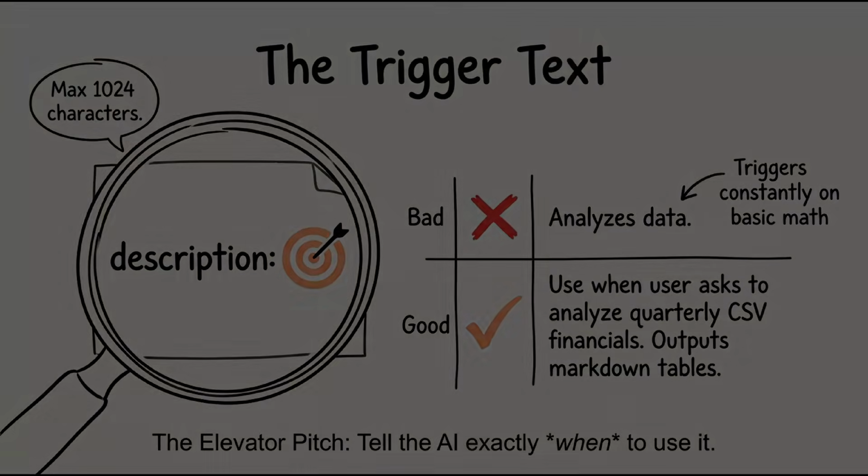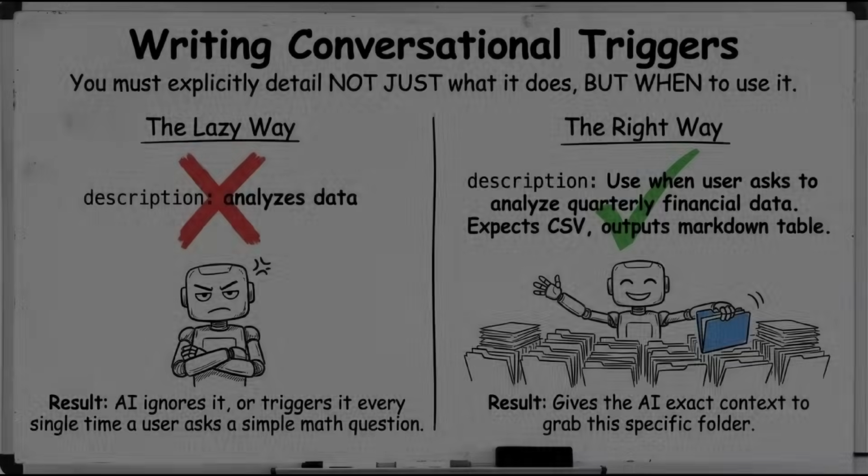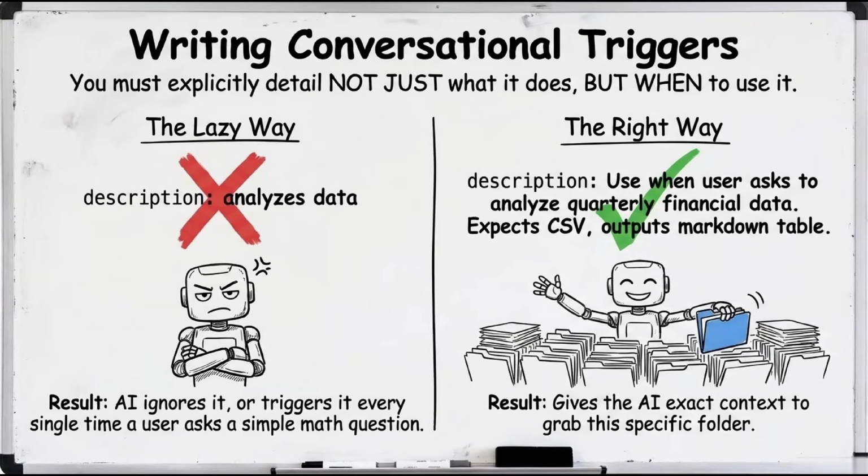And reading through the documentation, what's really fascinating to me is that a good description has to explicitly detail not just what the skill does, but when the AI should use it. You have to design specific conversational triggers.